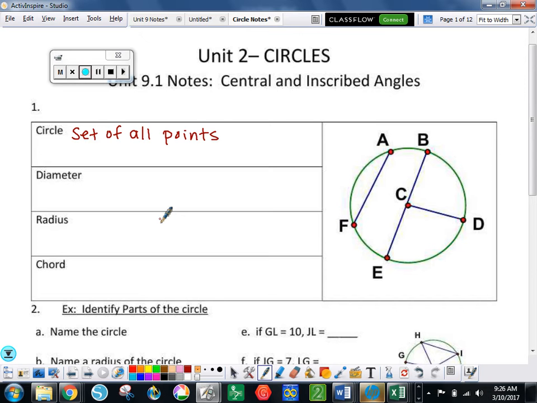here's a new word for you, equidistant. What do you think it means? Equally distant. Yeah, equally distant from one point. And what's this one point called? So this circle is the set of all points equidistant from one point, and that one point right here is called the center. The circle is the set of all points equidistant from one point called the center.